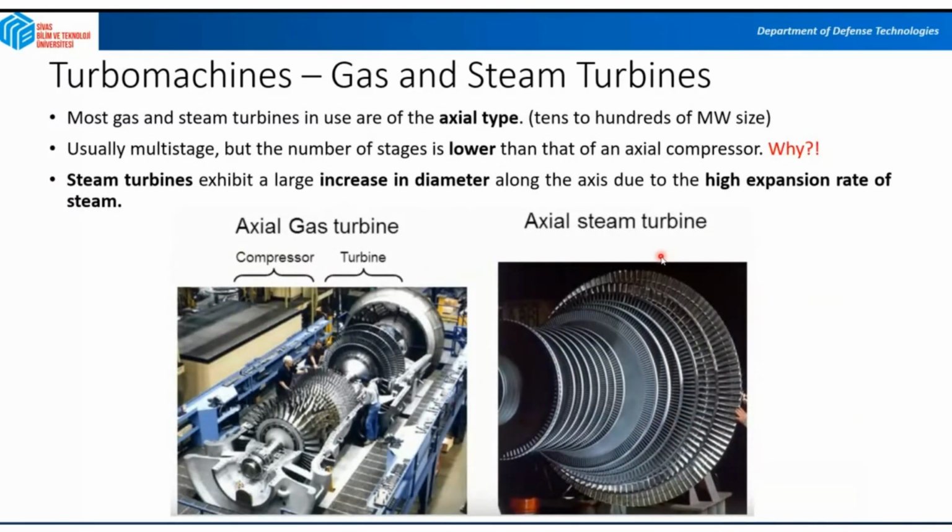But most gas and steam turbines that you're dealing with in daily use are of the axial type. If you remember, you had this shape before for a compressor, and we said this is the axial compressor. After the compressor, you have the turbine, and this is the axial turbine as well. And you can see how many stages of blades this compressor has, and how many stages the turbine has.